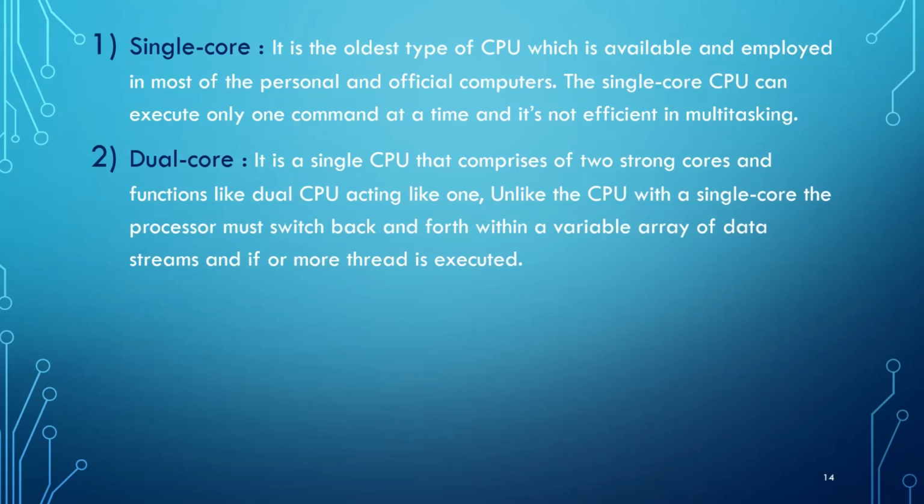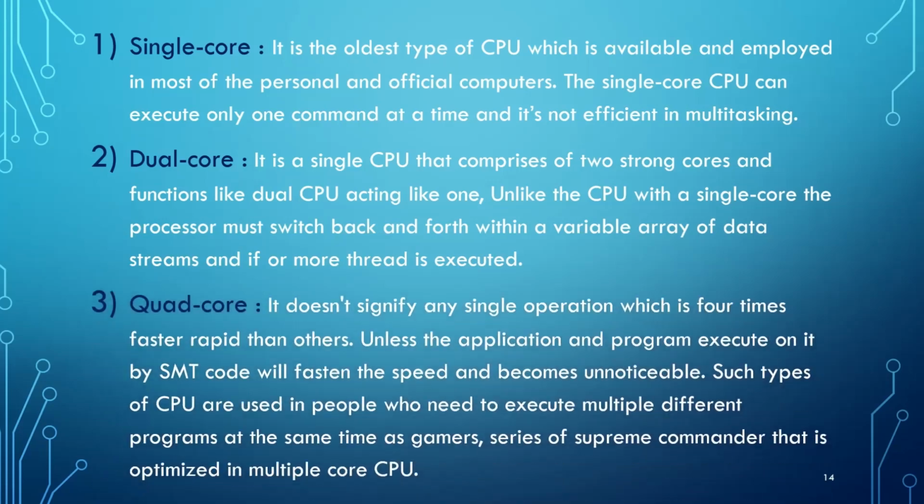Unlike the CPU with a single core, the processor must switch back and forth within a variable array of data streams, and if thread is executed. Thirdly, we're going to talk about the quad core.